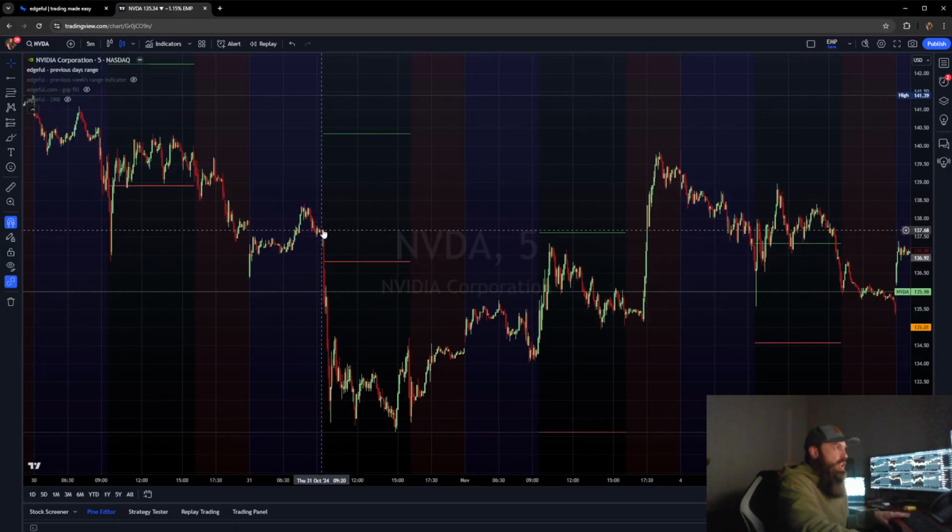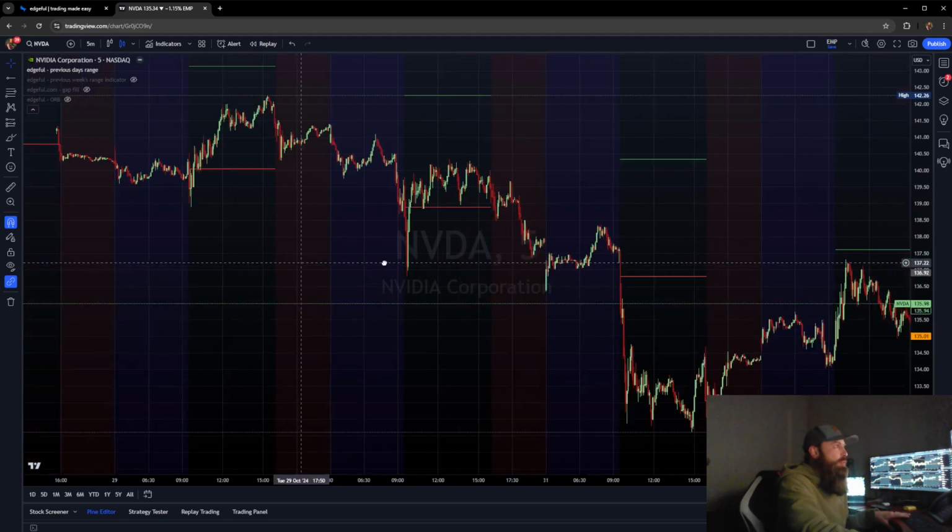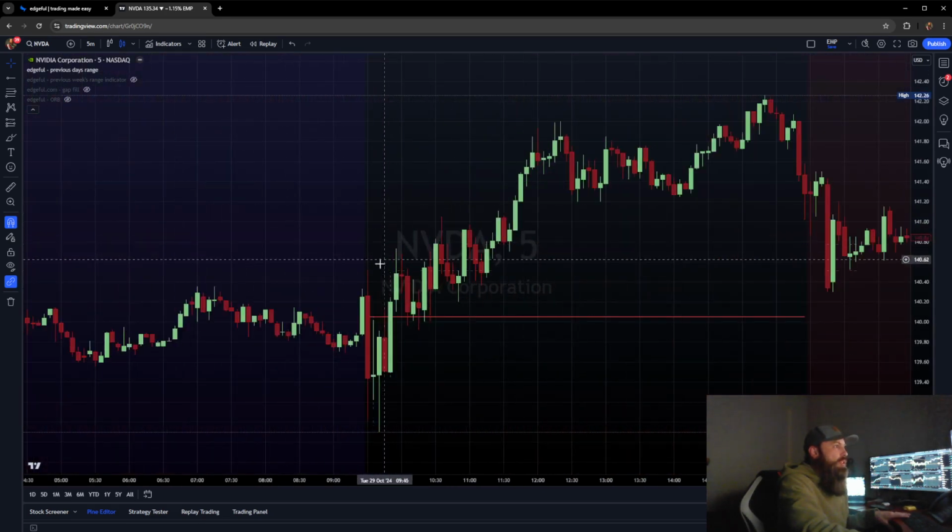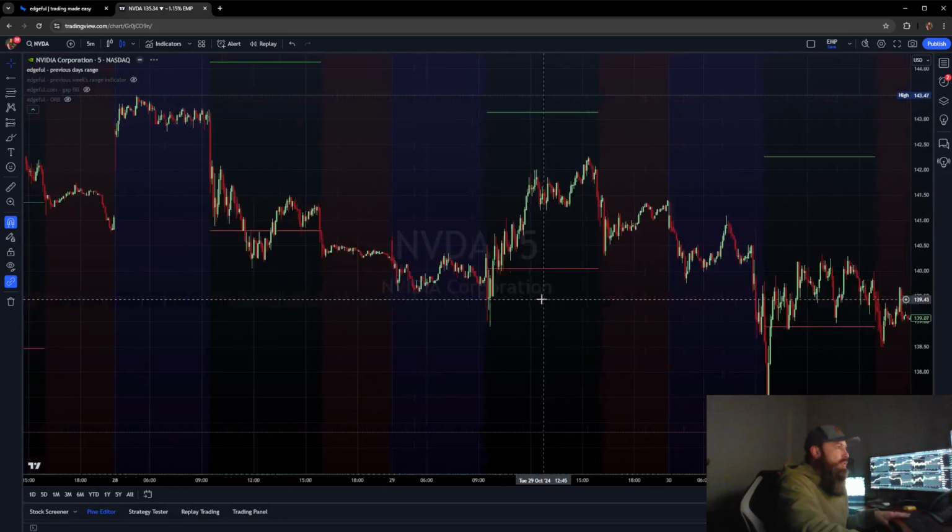Look, even on this day, NVIDIA still opened up above the previous day low. Opened up in between.